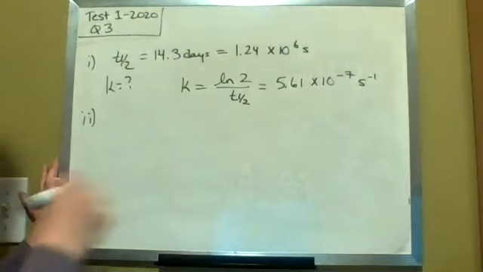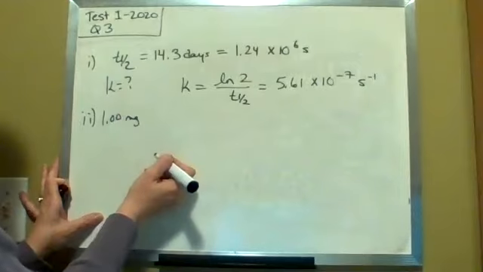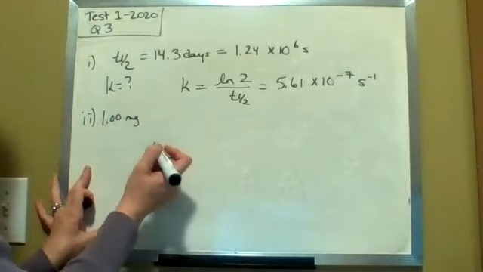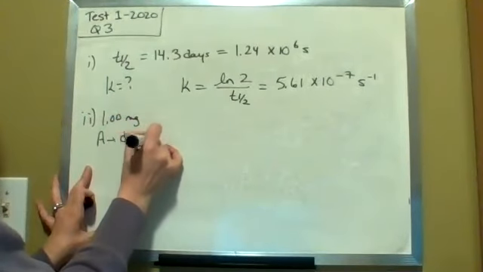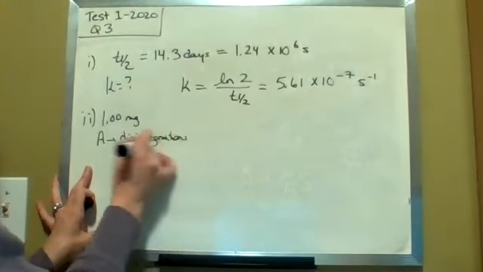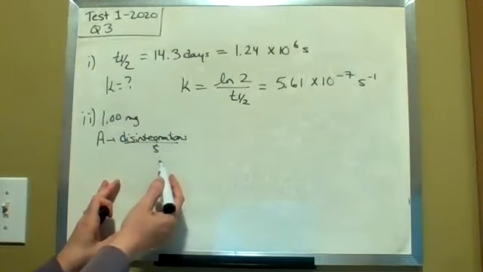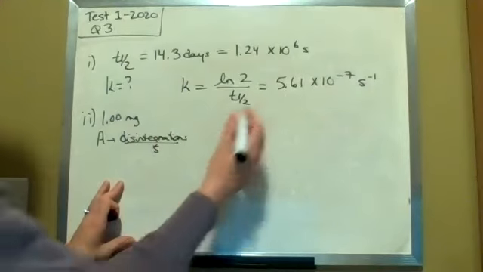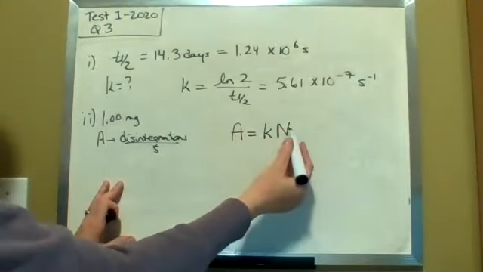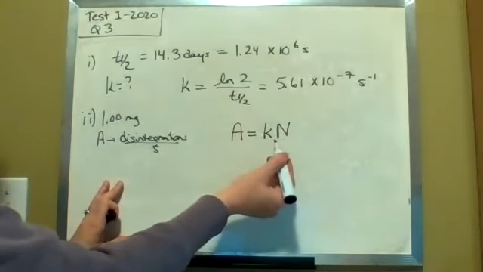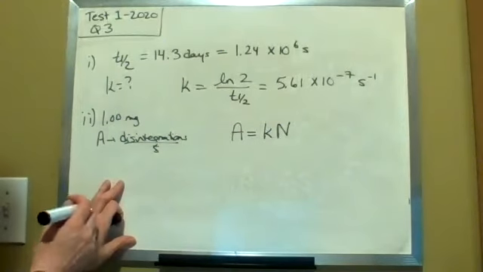Part 2, in this case here, you're given the fact that you have a 1 milligram sample, and we want to know how many disintegrations per second. That's the activity. Disintegrations per second. So how many atoms per second? So if you remember your equation for activity, it's just the decay constant times N. That's how many disintegrations per second. So we just need to find N in this case here. How many we're starting with here.